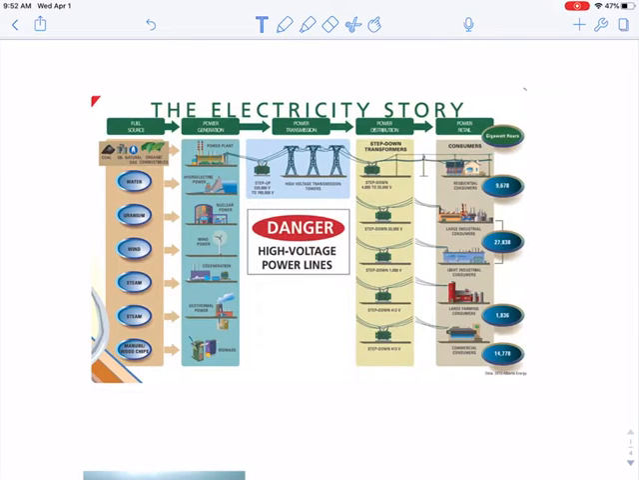Okay, so I know some of you were having difficulty with the assignment I gave you, where I had a video embedded in the presentation and asked you about energy transformation. So I'm going to try to clear things up a little bit.